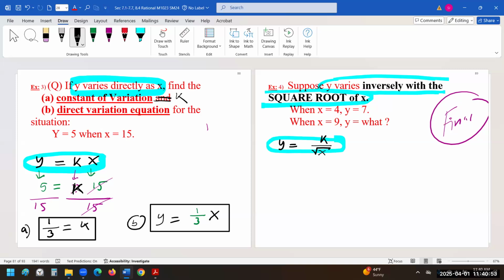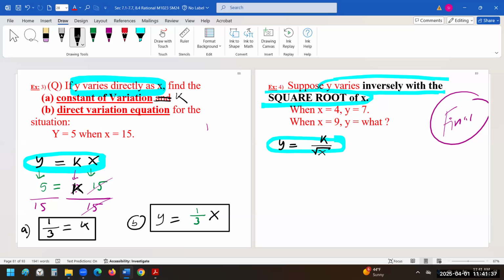We started our sentence with y. That means our equation must start with y. When you are starting your sentence for the variation, your first variable always should be that. So y varies means y is changing. It means y equals. Now y is changing inversely means we have a fraction on the other side of the equal sign. Now what else is changing with y? The square root of x. So on the denominator is square root of x, and numerator we have the constant rate at which these two functions are changing.